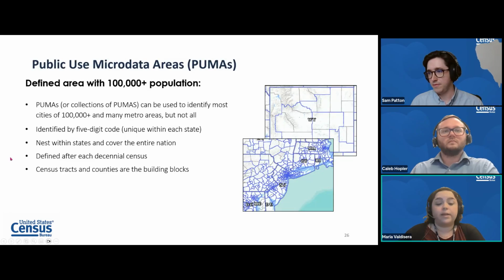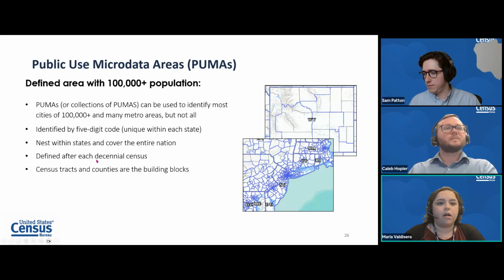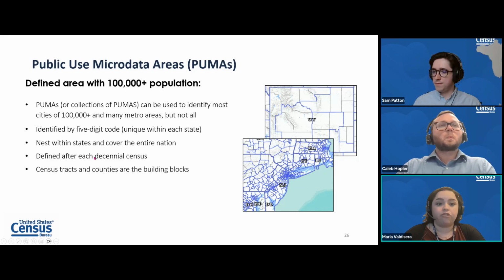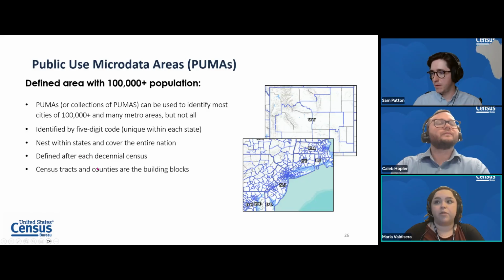And I did want to quickly talk about the public use microdata areas or PUMAs. So those are defined areas with 100,000 population or more. They can be used to identify most cities of 100,000 or more and many metro areas. And identifiers are unique within each state and they do nest within states and do cover the entire nation. And they are defined after each decennial census, and census tracts and counties are the building blocks of PUMAs.